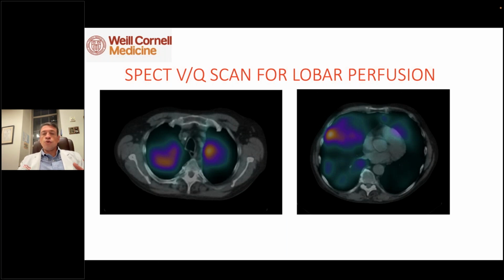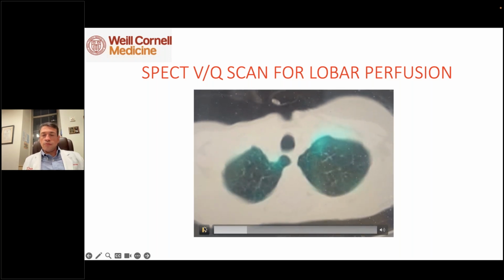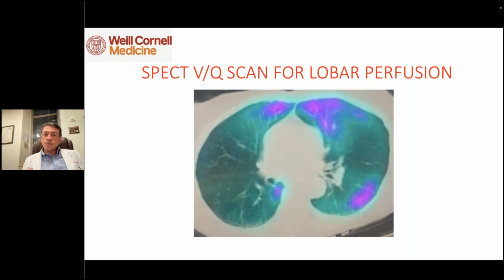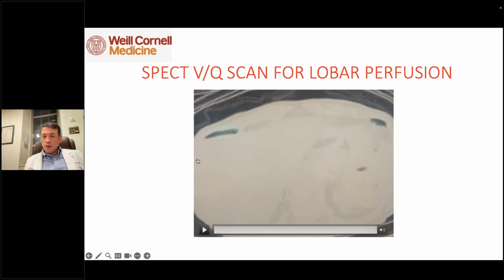So we need a better technology, and in some institutions, including mine, there is a SPECT VQ scan technology, which is essentially an overlay between a CAT scan and a SPECT. And this way, you're able to better approximate lobar volumes. Hopefully the video plays, and this is an example of a SPECT VQ scan, where you see color that corresponds to perfusion.